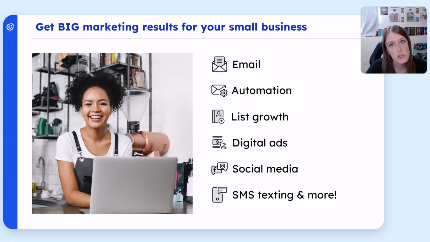But we do also have many other tools like our automation, so you can automate your email marketing and your text marketing. We have list growth tools to help you grow your contact list, digital ads for Google, Facebook, and Instagram. Those can also help you grow your list and just get your name out there as well. And then we also have social media posting tools. So once you've got your email marketing strategy down, you can start posting to social media through Constant Contact as well. You can post to Facebook, Instagram, LinkedIn, and TikTok.